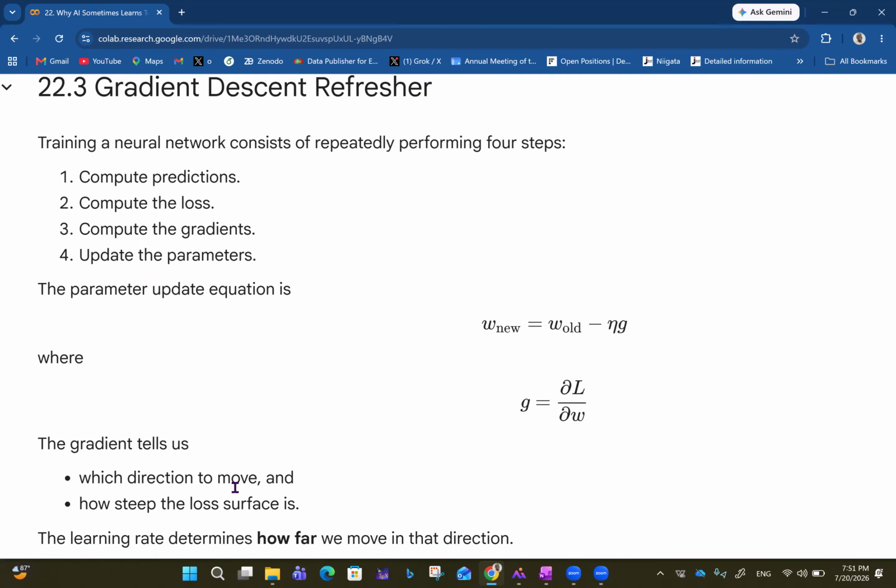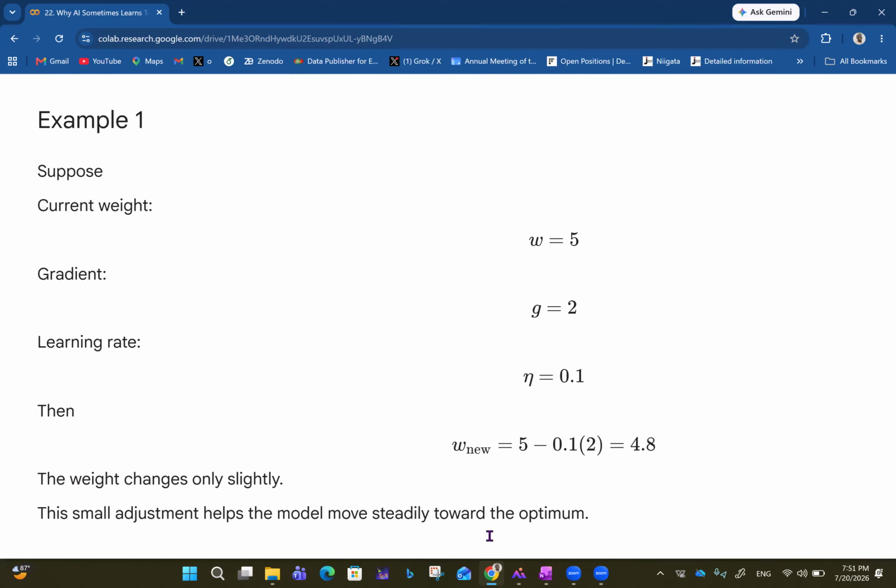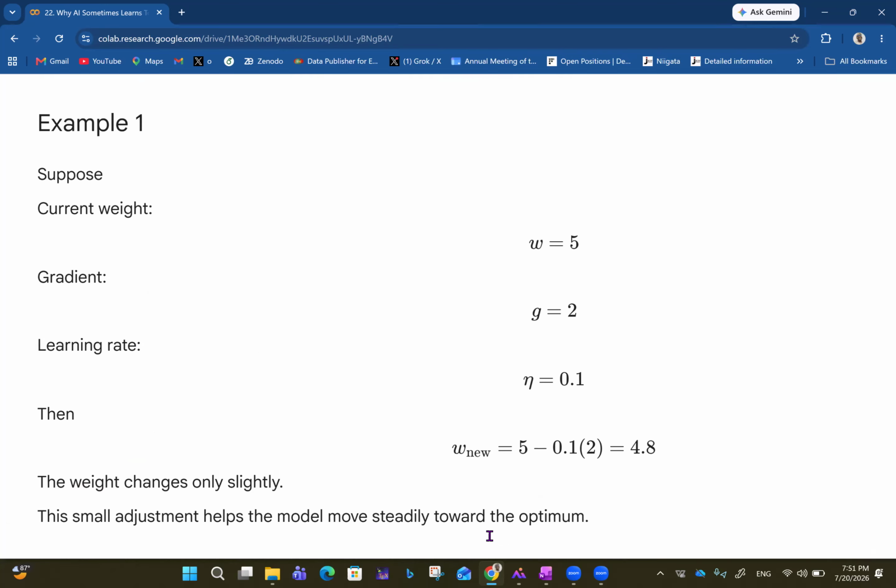The gradient tells us which direction to move and how steep the loss surface is. The learning rate determines how far we move in that direction. In some videos, I already gave the example of moving on a mountain. You want to get off a mountain with your eyes blindfolded. Each step you take either takes you up or down. How do you know you're going up? You feel you have to exert more energy to go up. To go down, if you are not careful, you don't need to exert so much energy, but you can easily slip off. So you have to take very manageable steps to get off carefully.